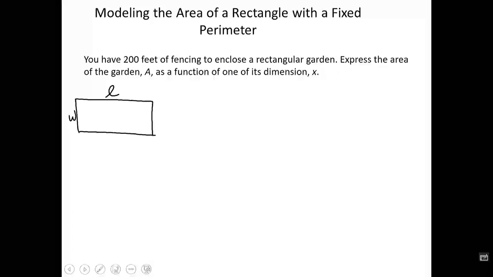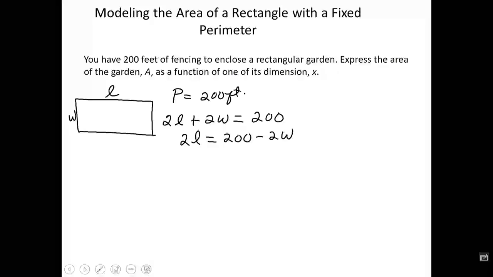We have 200 feet of fencing to enclose the rectangular area. That means that the perimeter is 200 feet. And we know that the perimeter of this rectangular garden is 2L plus 2W, which is equal to P, but P is 200 feet. So let's solve for L. Let's express L, the length, in terms of the width. So 2L is equal to 200 minus 2W. Simplifying by dividing both sides by 2, we have that L is 100 minus W. So this is the length expressed in terms of the width.